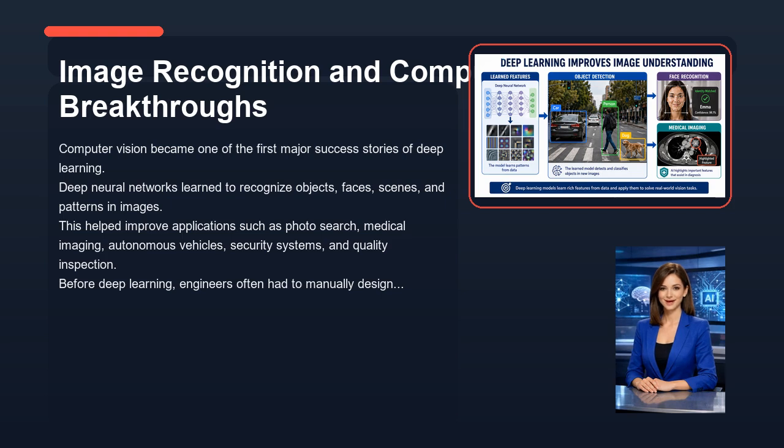Before deep learning, engineers often had to manually design image features. With deep learning, the model could learn useful features directly from images. This made AI more accurate and more scalable for visual tasks.